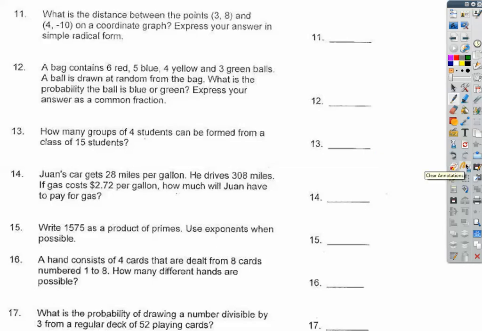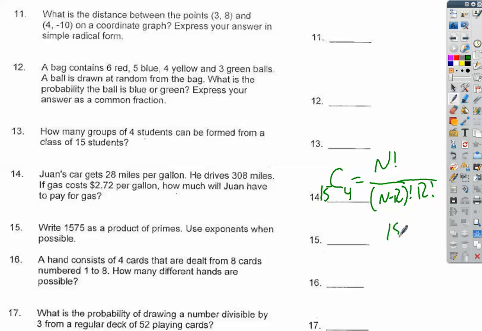How many groups of 4 students can be formed from a class of 15? This is a combination because order doesn't matter. I can have Anya, Campbell, Kirk, and Aaron, or Aaron, Kirk, Anya, and Campbell. The order doesn't matter. That's the same grouping of people, right? So that's a combination of 15 and 4. And we remember it's n factorial over (n minus r) factorial times r factorial.